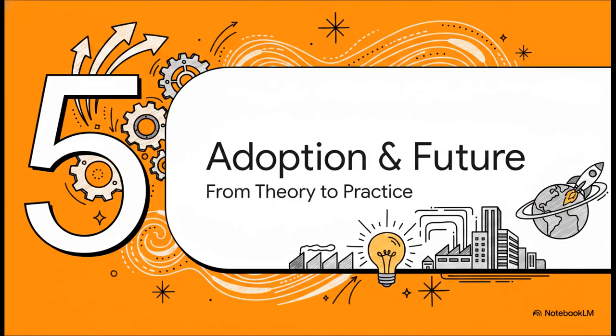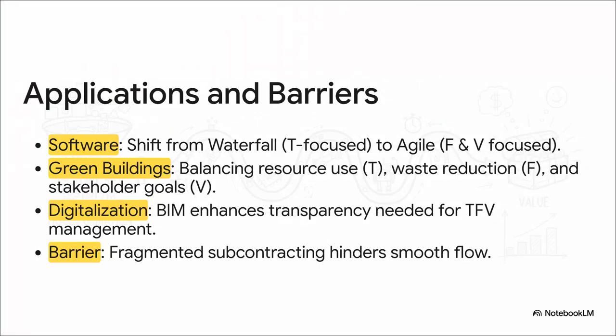So where can we see this thinking in the real world today? And what's on the horizon for TFV? You can actually see TFV's influence across a lot of industries. In software, the whole shift from the rigid, transformation-focused waterfall model to more fluid, flow, and value-focused agile methodologies is a perfect example. In green building, it's all about balancing resource efficiency, T, waste reduction, F, and the stakeholders' sustainability goals, V. And digitalization, with tools like BIM and digital twins, is a huge enabler, giving us the transparency we need to manage all three aspects at once.